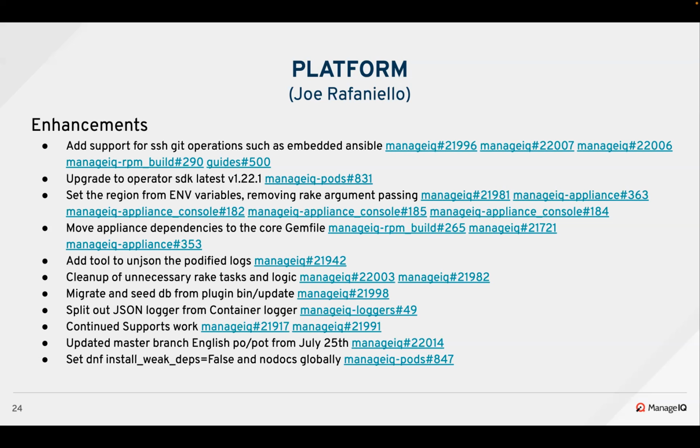Jason extracted JSON logger from the container logger, as there was some container logic and specifics that were really unrelated to the logger format. Keenan continued his project of expanding the supports syntax as he was doing in prior sprints. I updated some of the translations in the master branch English PO and POT files for July 25th. And Brandon followed up some of the changes he was doing last sprint with avoiding installing weak dependencies by doing this globally through DNF. Next slide.